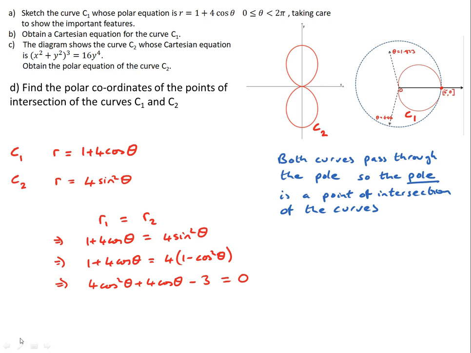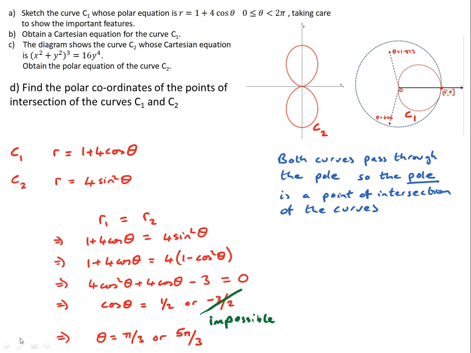That has solutions of cos theta equals a half or minus 3 over 2. However, cos theta can plainly not be minus 3 over 2 because we know that cos theta always lies between minus 1 and 1. So we can rule that possibility out as being impossible. Cos theta equals a half gives theta equals either pi by 3 or 5 pi by 3.